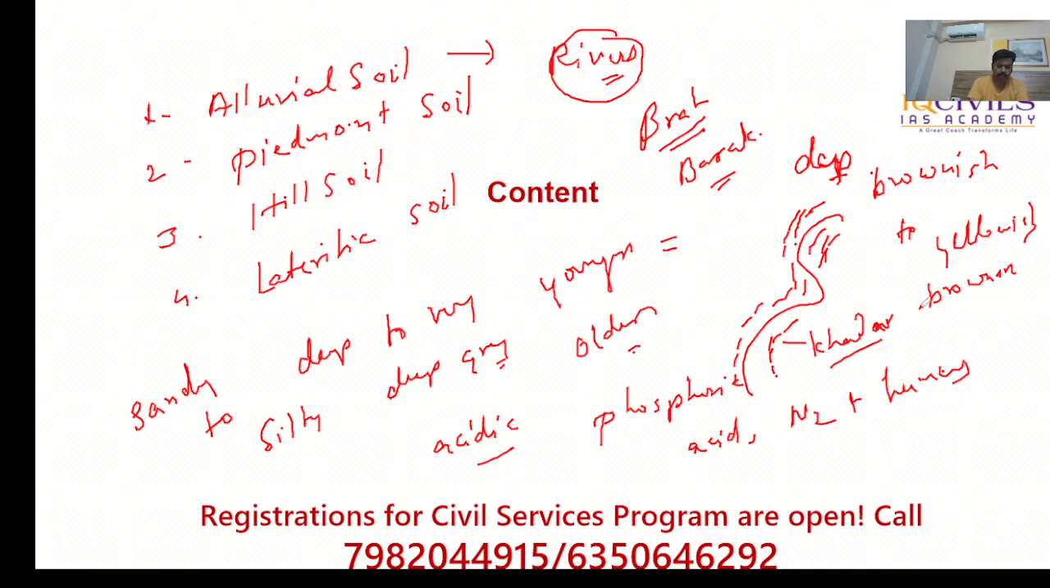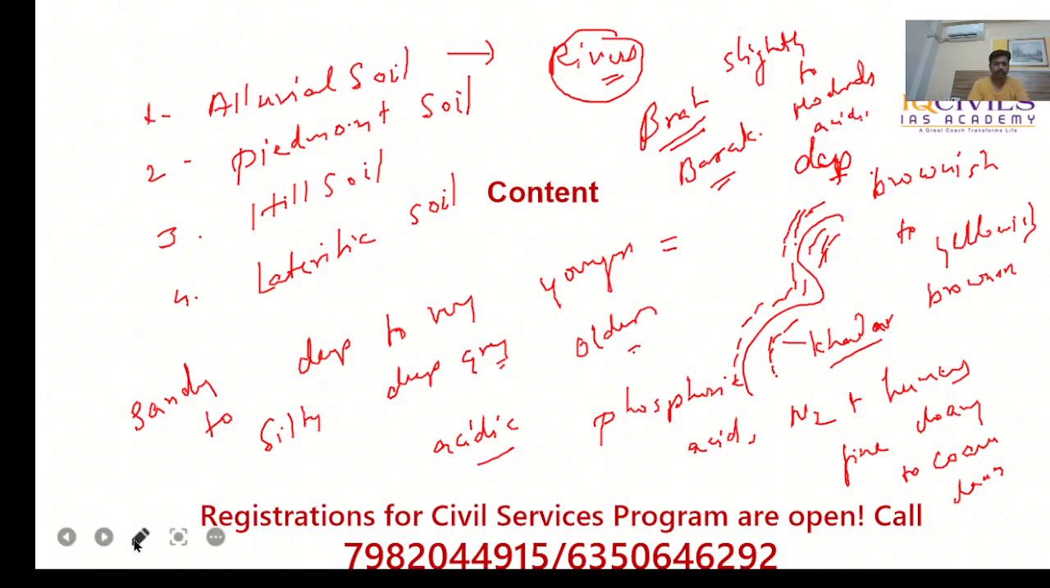Okay, with a texture of fine loams to coarser loams. The texture of the soil of older alluvium is fine loam to coarser loam. Coarser loam means the bigger structure of the sands. Okay, and slightly to moderately acidic. Mind it, older alluvium is slightly to moderately acidic.